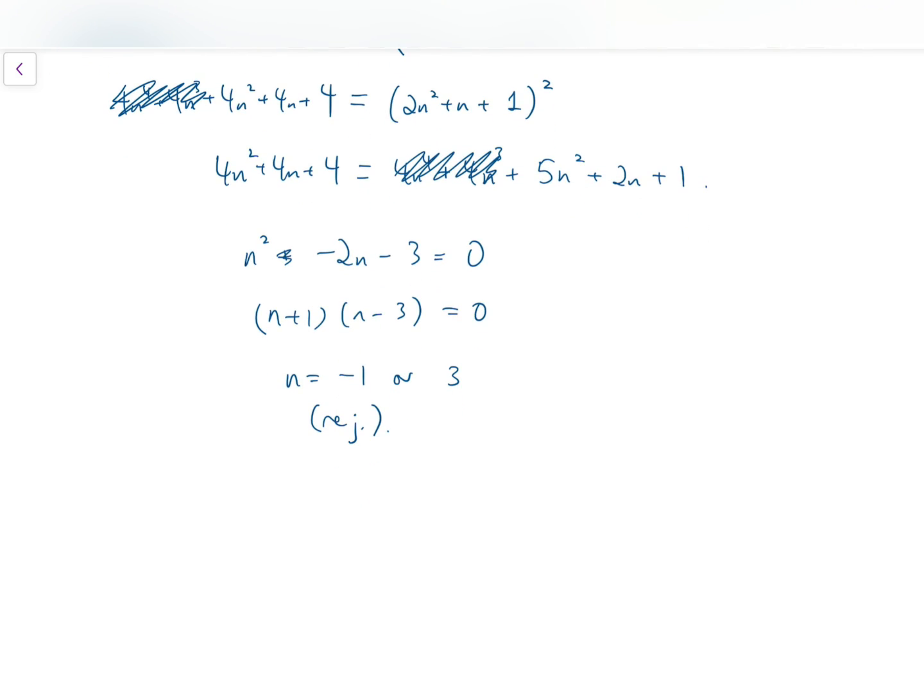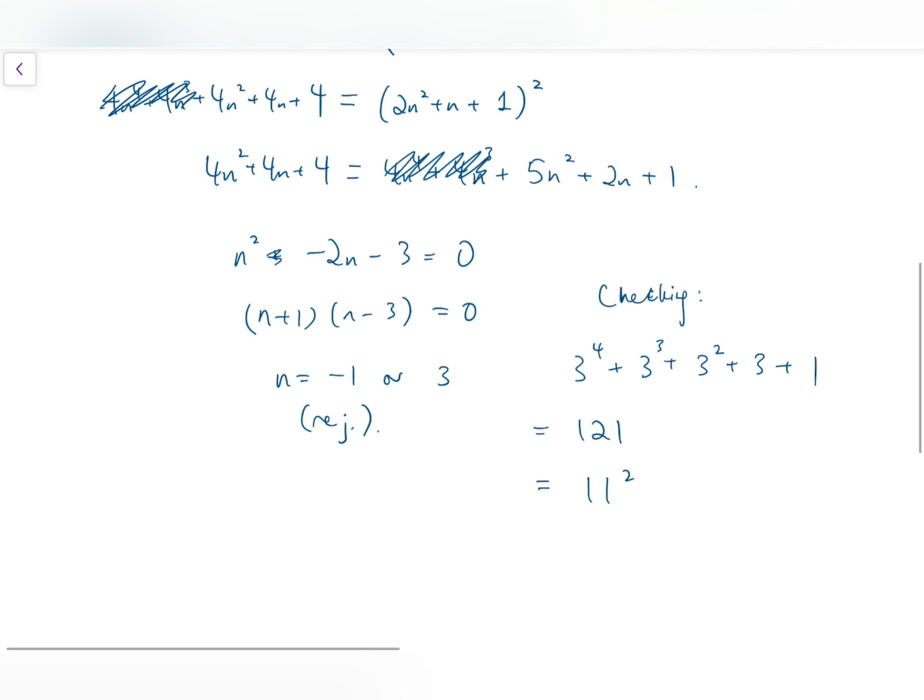Now let's see whether 11111 in base 3 is really a perfect square. So checking. Starting from 3 to the power 4 plus 3 cubed plus 3 squared plus 3 plus 1 equals 81 plus 27 plus 9 plus 3 plus 1, which is 121, and it's really a square. So it's valid, and this 3 is the answer we want.